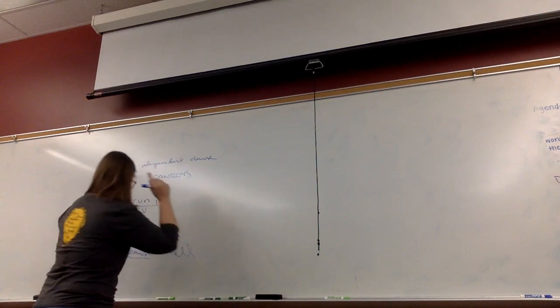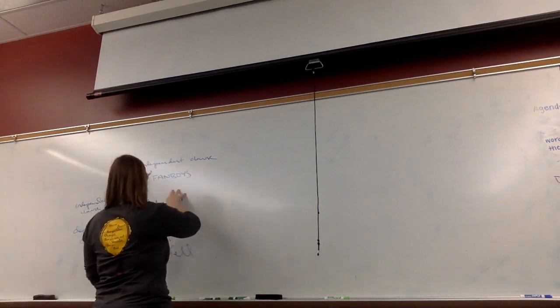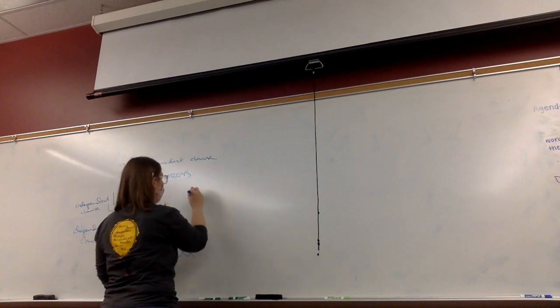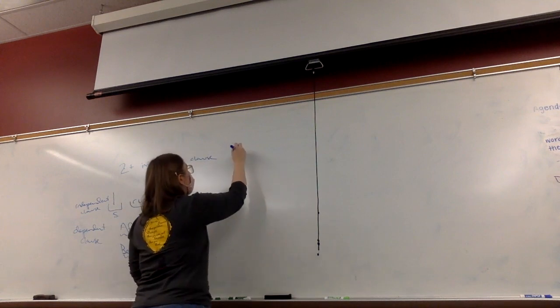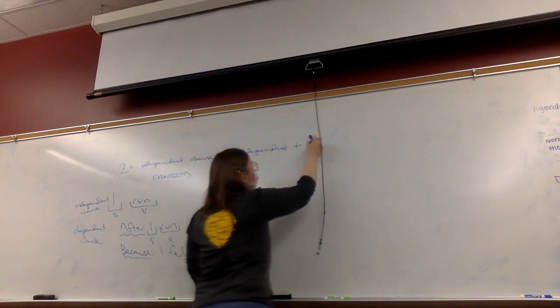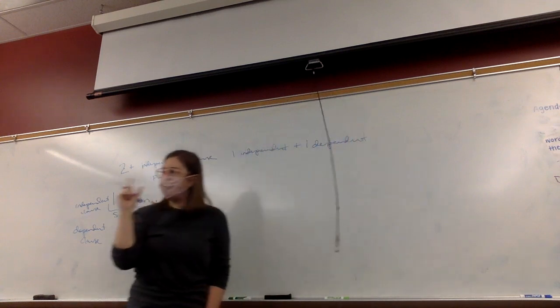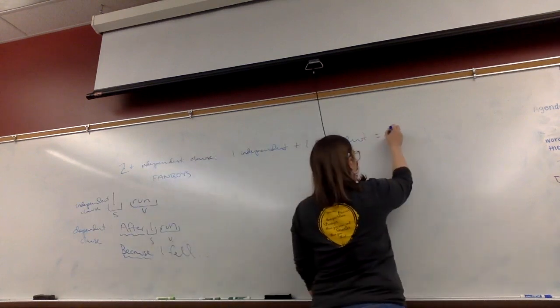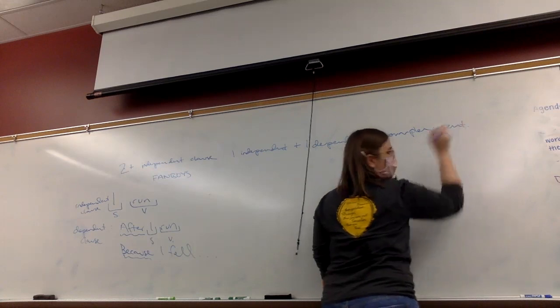Okay. 2 scenarios for that. So 1 independent clause plus 1 dependent clause. You have to decide how to punctuate it. This is called a complex sentence. The other sentence was called a compound sentence. This was a complex sentence.